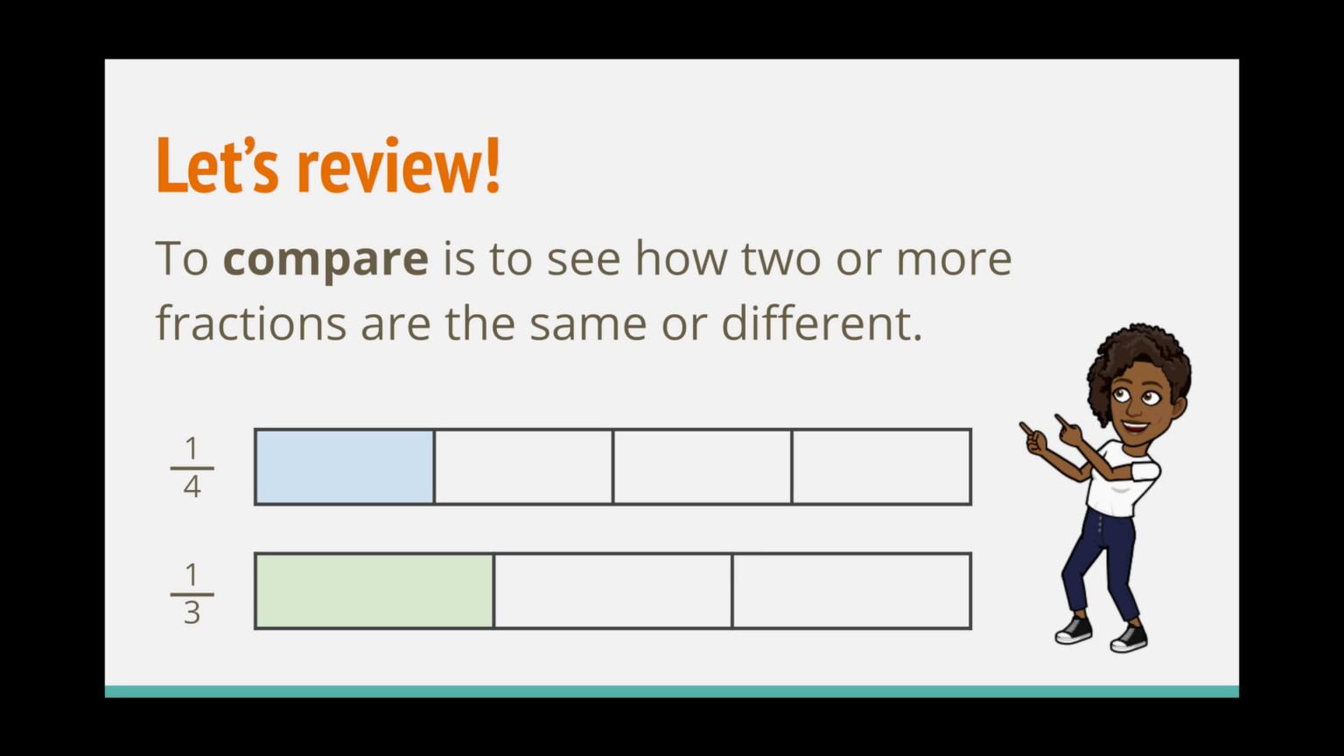So let's review. Last time we talked about this word called compare. And when we compare, it's to see how 2 or more fractions are the same or different. So when we're looking at these fractions, they're divided into a different number of parts. 1 is broken up into 4 parts, and 1 is broken up into 3 parts. So when we look, they have different sized parts.